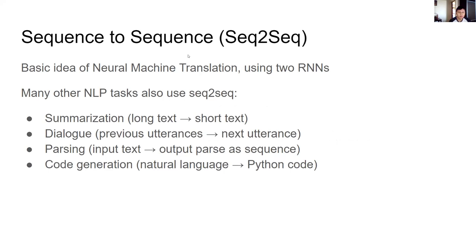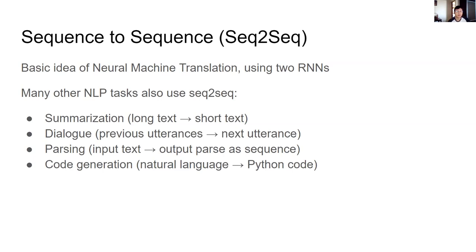Okay, so the first idea that we have for neural machine translation is this idea called sequence-to-sequence. The sequence-to-sequence model is the main basic neural machine translation model. What it does is that you use two RNNs, one RNN corresponds to your input language, one RNN corresponds to your output language, and you train both RNNs on the source and the output text. And this then does your machine translation for you.